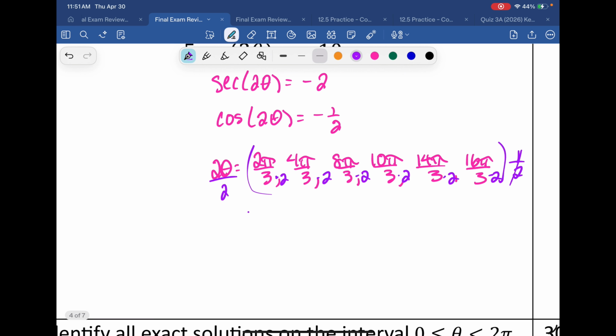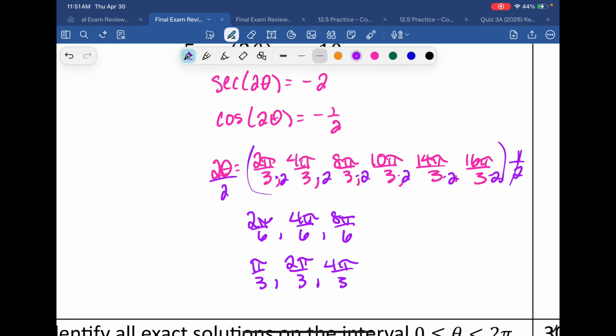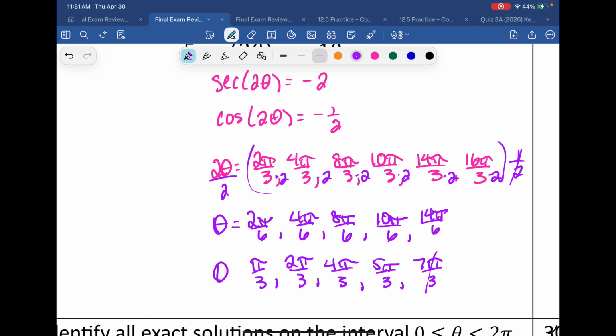Okay, so we've got 2 pi over 6, which reduces to pi over 3. You've got 4 pi over 6, that's 2 pi over 3. 8 pi over 6, which is 4 pi over 3. 10 pi over 6, that's 5 pi over 3. 14 pi over 6, so that's 7 pi over 3, which I'm going to stop there because 7 pi over 3 is too big. So my final answers are those 4 angles.